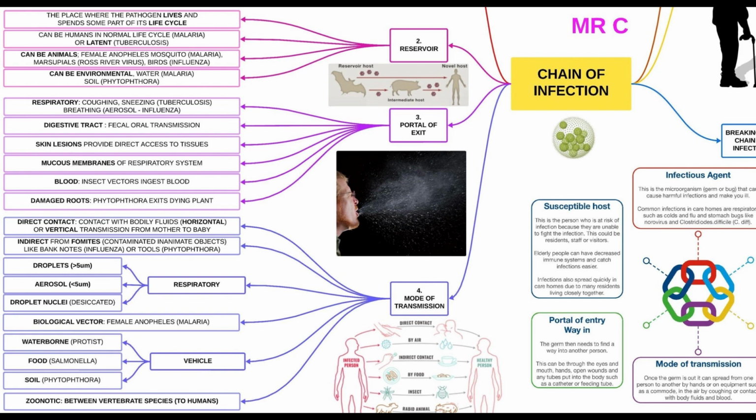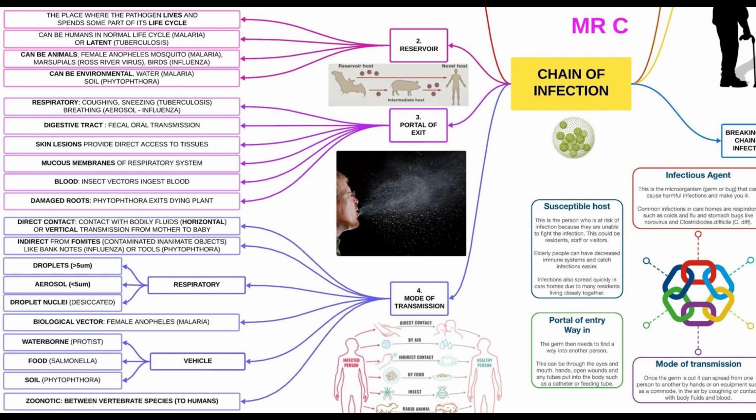Number 2 is the reservoir. A reservoir is a place where the pathogen spends some part of its life cycle. Humans can be a reservoir for disease, but so can animals and so can plants. The environment can also be a reservoir. The soil can hold Phytophthora and water can hold malaria.